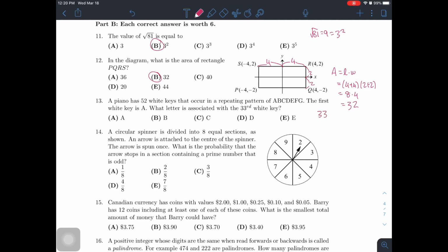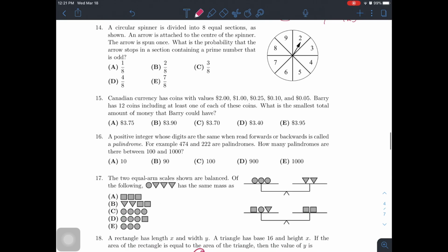So if we have 33 keys, and each pattern has 1, 2, 3, 4, 5, 6, 7, this gives us 4, remainder 5. So let's count the fifth of this pattern. So 1, 2, 3, 4, 5. And it gives us E. Therefore, the answer is E.